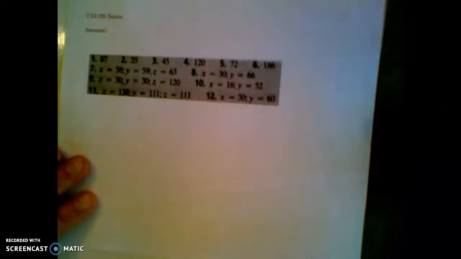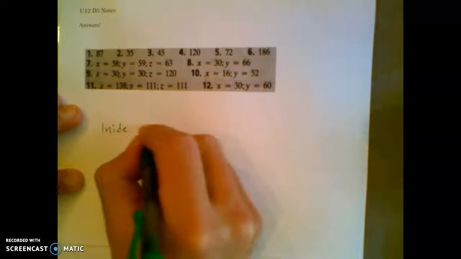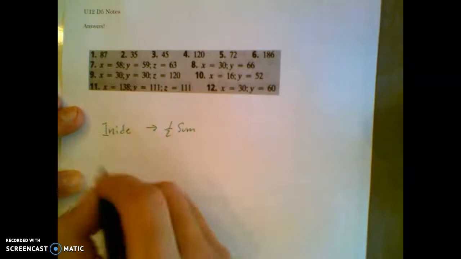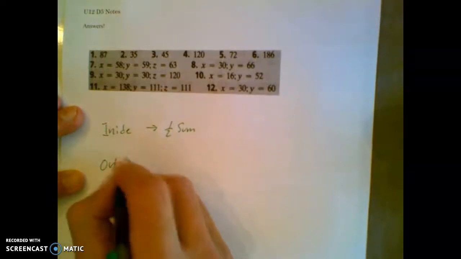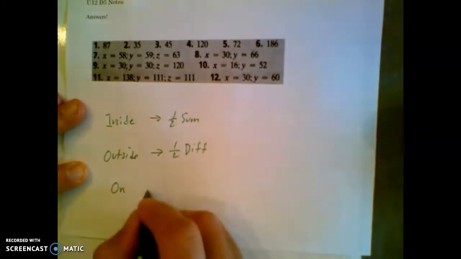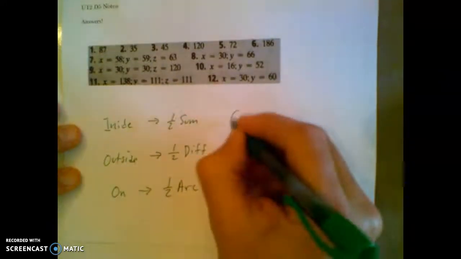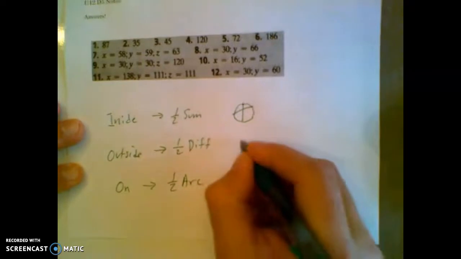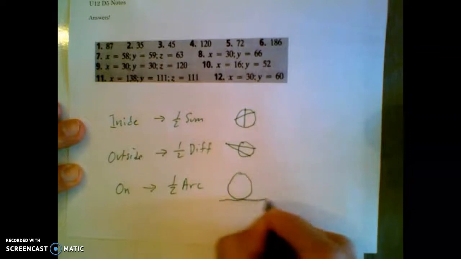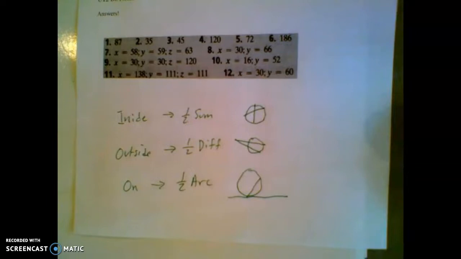So again, the big takeaway here is, when the intersection's on the inside, it's half the sum. If it's on the outside, it's half the difference. If it's on the circle, it's half the arc. So again, inside looks like this, outside looks like this. On, typically you're going to see like a tangent and a chord. It'll look like that. So again, try those remaining problems.